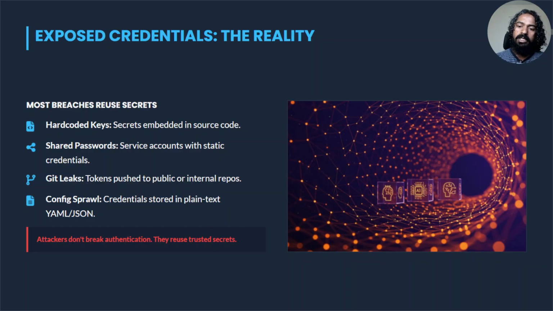Most security incidents, right? They don't begin with sophisticated hacking. They begin with credentials that are already exposed somewhere. Say, for instance, an API key sitting in a repository, a database password inside a config file, a token copied into a script a few years ago and never changed, right? Attackers don't always break security controls. Sometimes they just reuse trust which already exists.